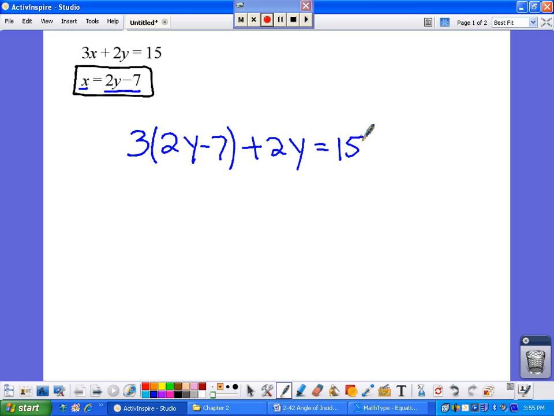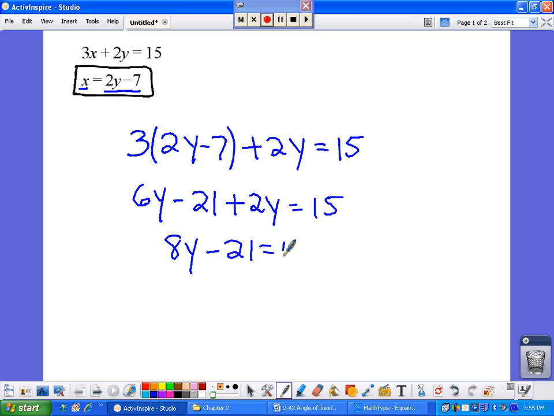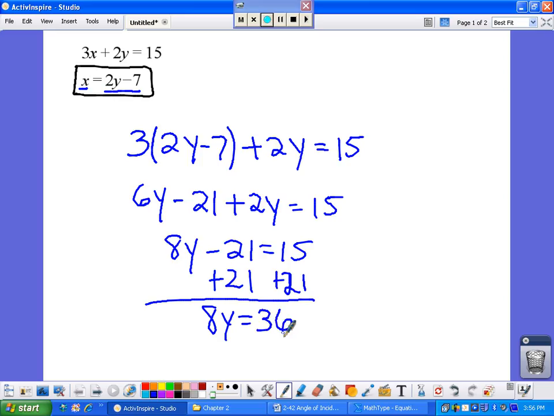Going through, I'll just talk through as I go. I got 6y minus 21 plus 2y equals 15. And I like to combine my y's. So 2y and 6y make 8y minus 21 equals 15. I'll add 21 to both sides because I like to get numbers on one side, variables on the other. So 8y is equal to 36.